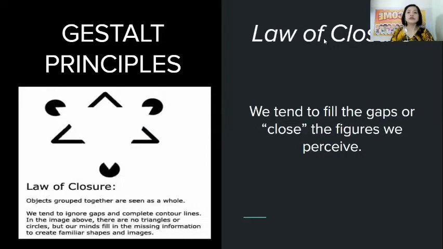We tend to fill the gaps or close the figures we perceive. Ang ating isip ay may kaugalian na punan yung mga puwang o mga nawawalang bahagi ng ilang figures. In the law of closure, objects grouped together are seen as a whole. We tend to ignore gaps and complete contour lines. You can see a triangle and circles there. In the image above, there are no triangles or circles, but our minds fill in the missing information to create familiar shapes and images. Nagiging familiar tayo na ito pala ay may hugis bilog, may hugis na sulok.